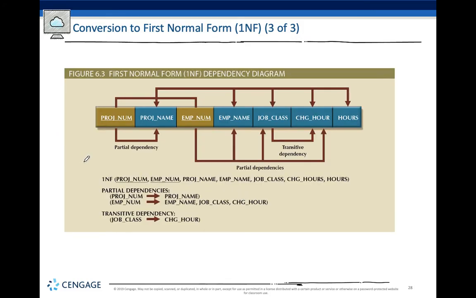So this was the 1NF dependency diagram that we covered. We identified the primary key comprises two attributes, project number and employee number. All other attributes are dependent on the primary key. As we've seen, project number and employee number can determine project name. They can determine employee name, job class, and so on. And then we have identified the less desirable dependencies here at the bottom. This is the first normal form.